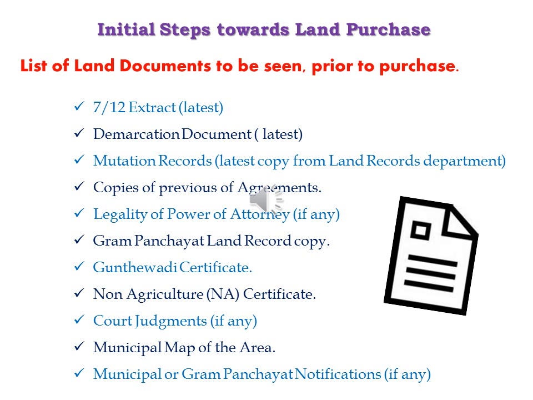Third document is called mutation record. It shows how the land has moved between various people, what the size is, and a latest copy of it can be obtained from the land record department by paying a small nominal fee. One of your agents could arrange this for you. Fourth is copies of the previous agreements. The current owner will provide all the copies of the previous agreements, which you can correlate to the 712 extract and the mutation records and understand the validity of the agreement. It will give you a history of what has been happening.